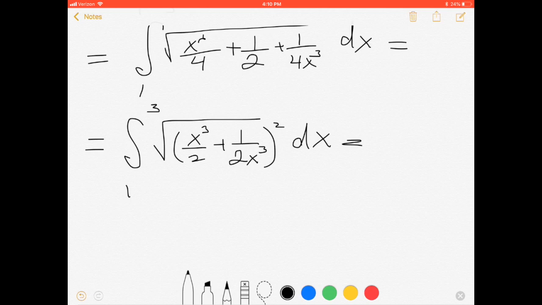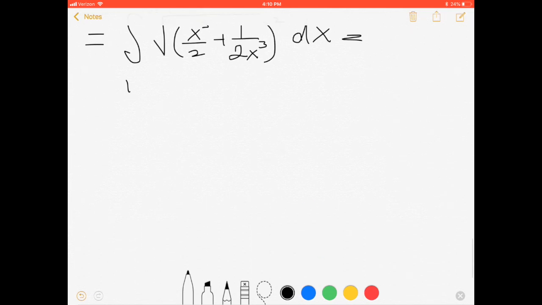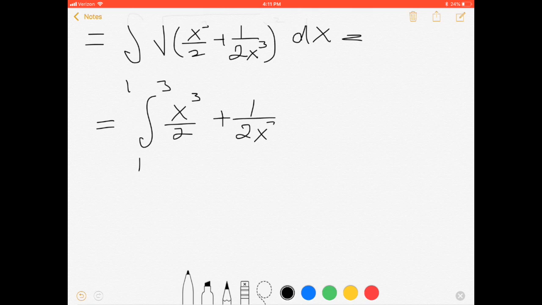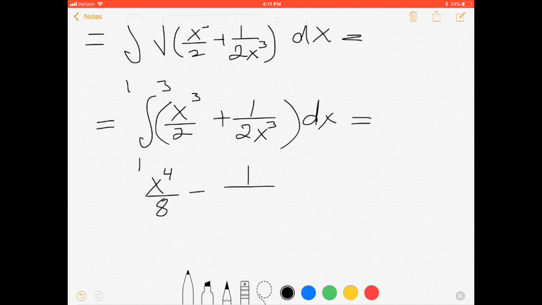Root and square cancel, and you have the integral from 1 to 3 of x cubed over 2 plus 1 over 2x cubed dx. Almost done, because no problem finding this integral. It will be x to the 4th over 8 minus 1 over 4x squared, from 1 to 3.